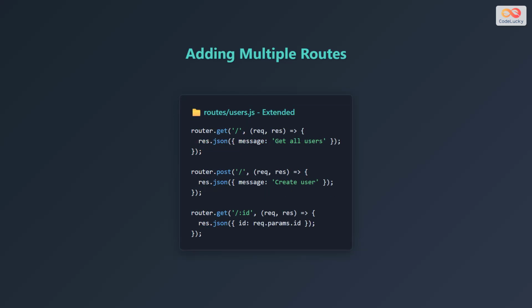Let's extend our router by adding multiple routes. You can define different routes for various HTTP methods like GET, POST, etc. For example, a GET request to the root, which is a /, can respond with a JSON object containing the message, "Get all users." A POST request to the root, which is a /, can respond with a JSON object containing the message, "Create user." Also, you can add a GET request with an ID parameter. The server responds with a JSON object with the ID sent as the parameter.